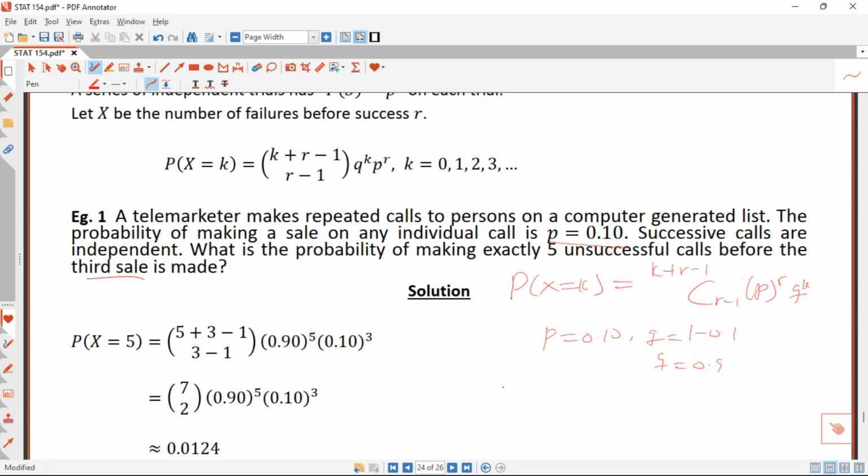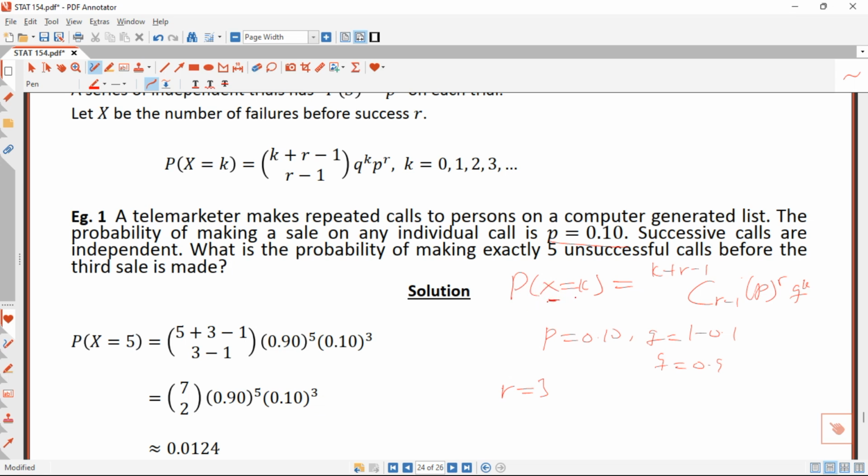And then our r. Inside the question, our r is the number of successes that can appear. When we read the question, it said, what is the probability of making exactly 5 unsuccessful calls before the third sale is made? So the third sale is made means that it's successful. So our r is 3.